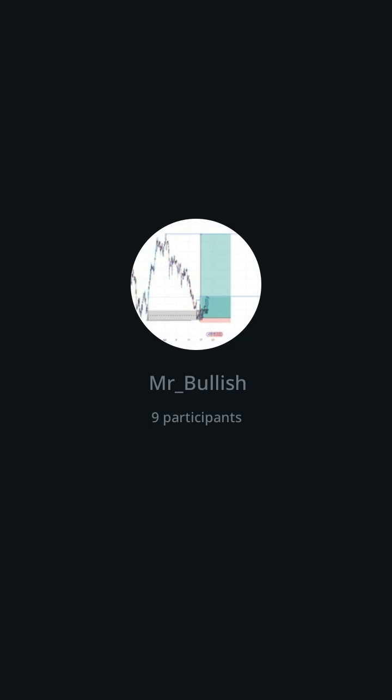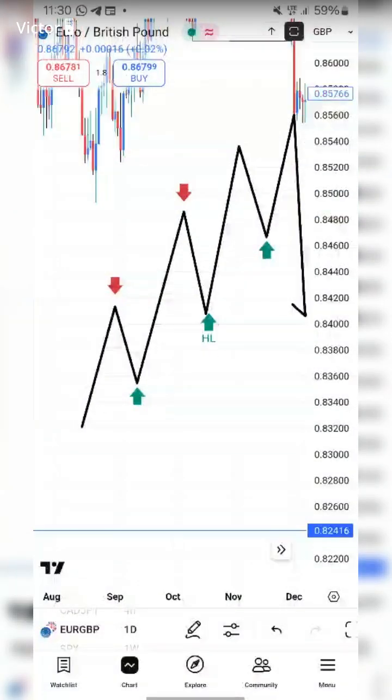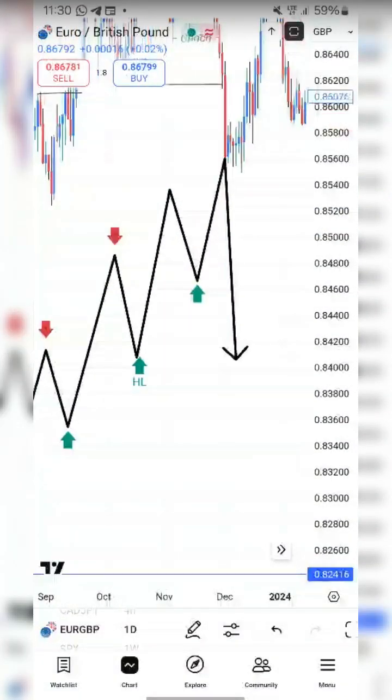No worry, one day I will take time to teach you guys how to set your TradingView so that you will have all these tools.